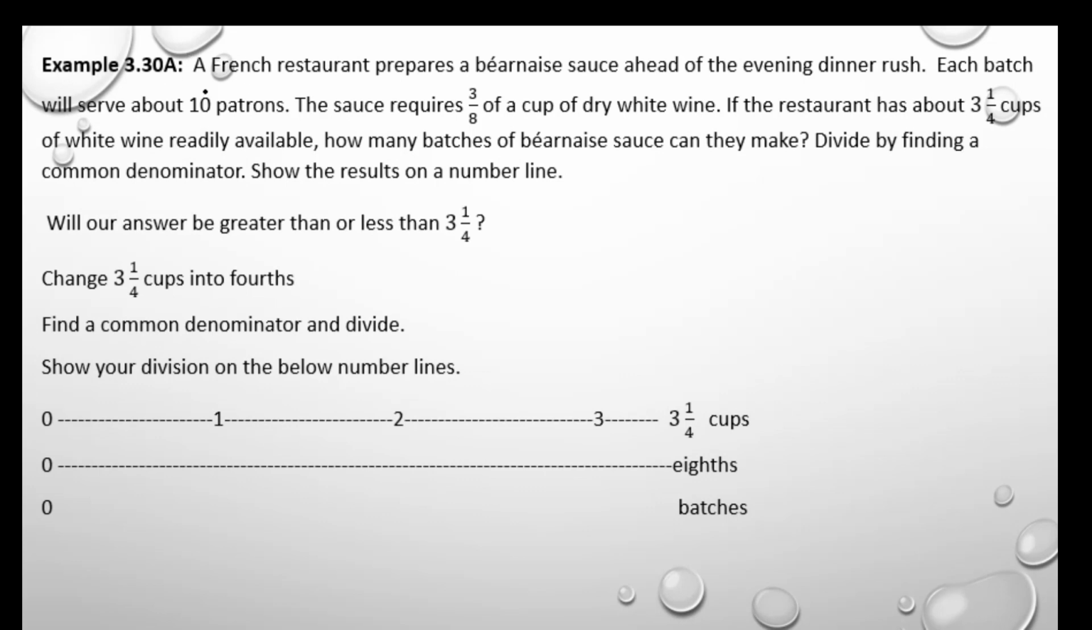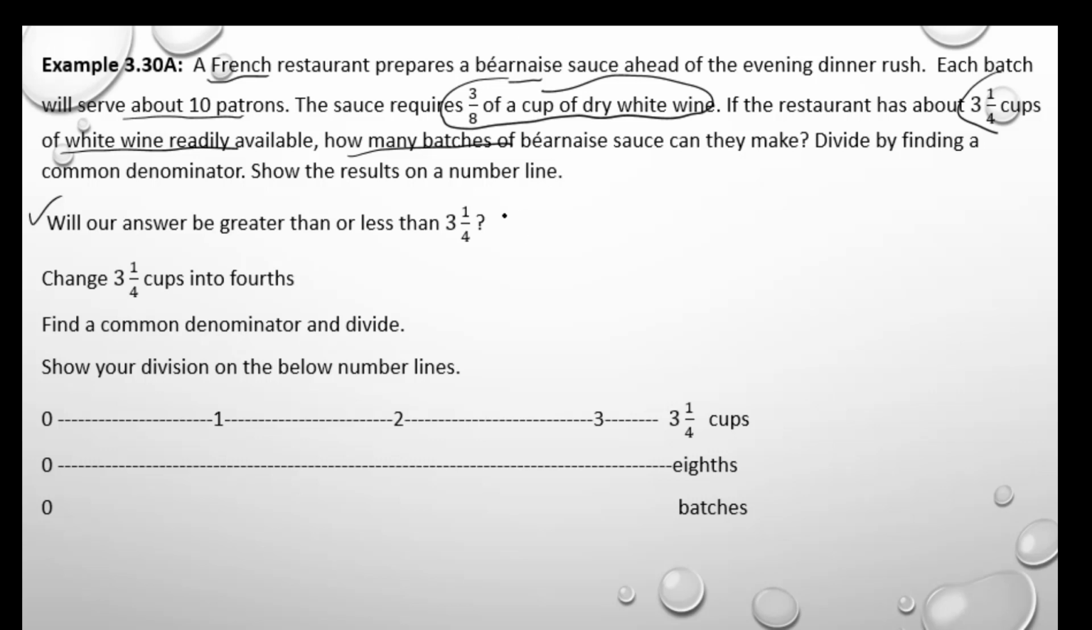Okay, so here it says a fresh restaurant prepares their béarnaise sauce ahead of the evening dinner rush. Each batch will serve about 10 patrons. The sauce requires 3/8 of a cup of dry white wine. If the restaurant has about 3 1/4 cups of wine available, how many batches of béarnaise sauce can they make? So here is the question that you need to answer. Will our answer be greater than or less than 3 1/4?